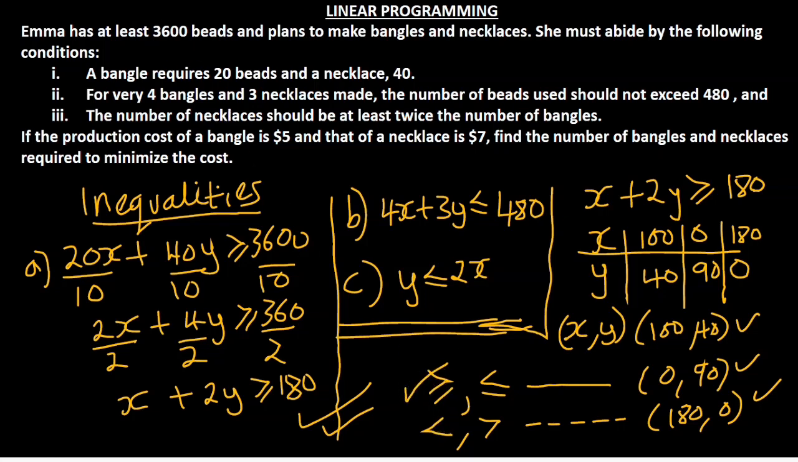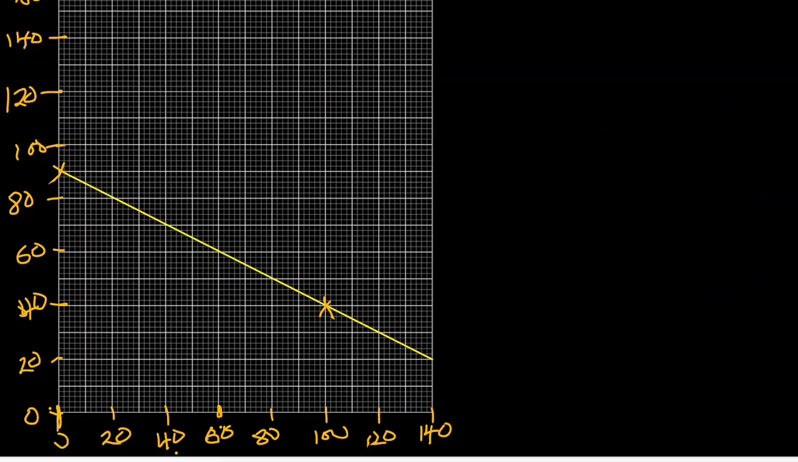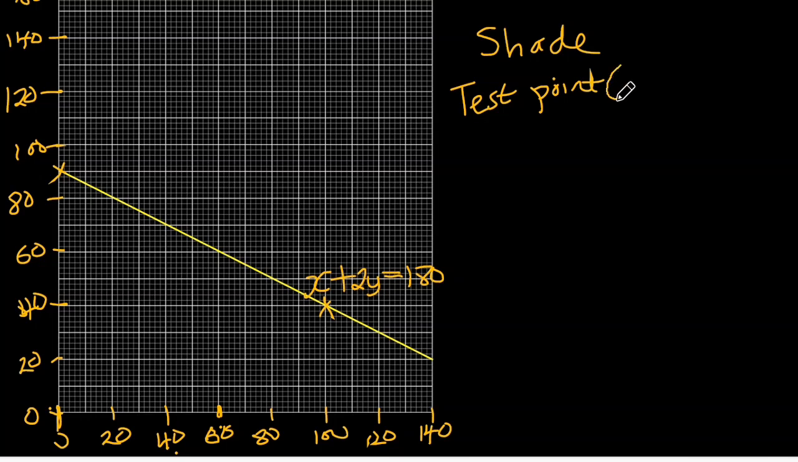So if we look at our graph, where are we going to shade? For us to know where to shade, we shall identify one test point and use it. We can either shade above this line or below this line. But because I have 0, 0 below this line, I will use 0, 0 as my test point.